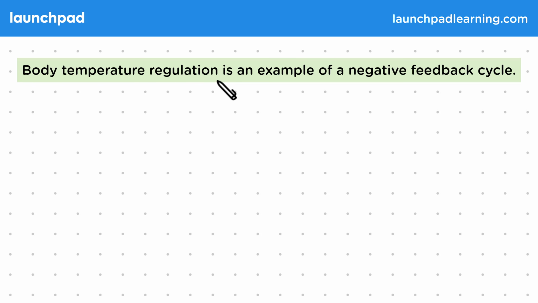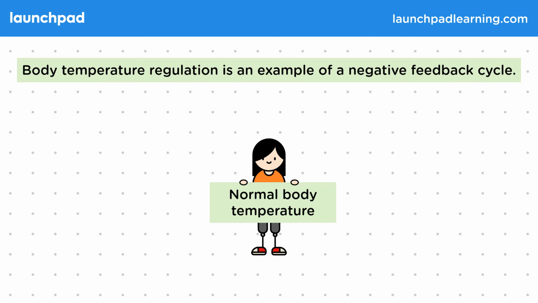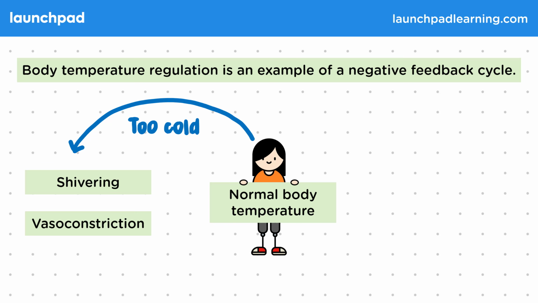Body temperature regulation is an example of a negative feedback cycle. Imagine a scenario where body temperature decreases and the body becomes too cold. As a result of being too cold, these two processes will happen. Shivering, which generates heat, and also vasoconstriction, which is when blood vessels on the surface of the skin constrict to minimize heat loss. As a result of these processes, the normal body temperature gets restored. This word restored means returns to normal.